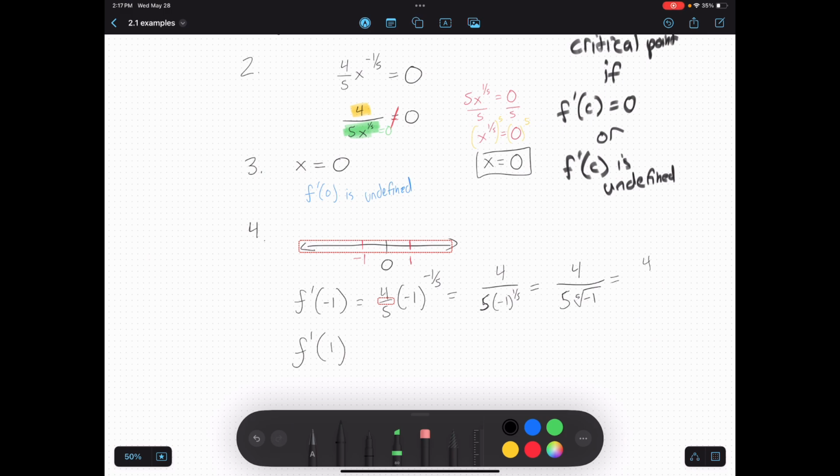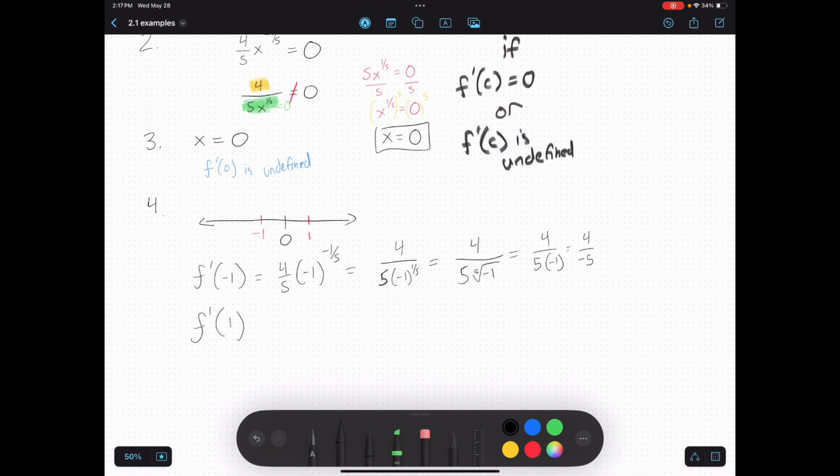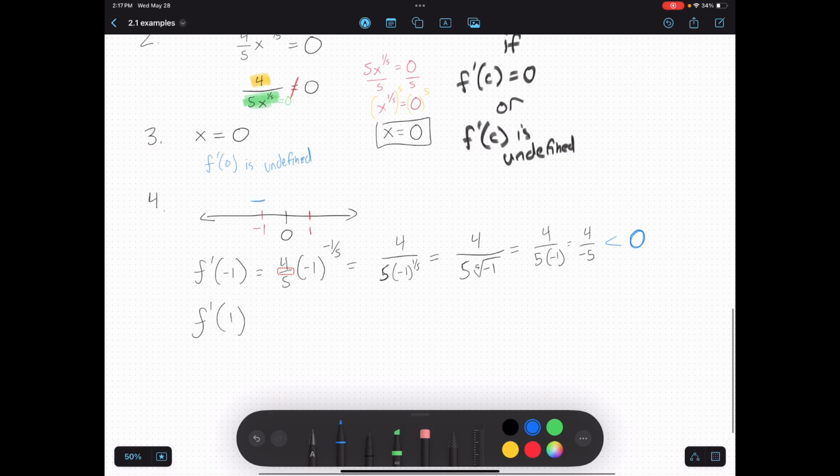And so I get 4 over 5 times -1, and therefore I get 4 over -5. The value doesn't matter. The only thing that matters is whether it's negative or positive. And so we can see here, this ends up being negative, less than 0. I have a negative value on this side of my critical point.